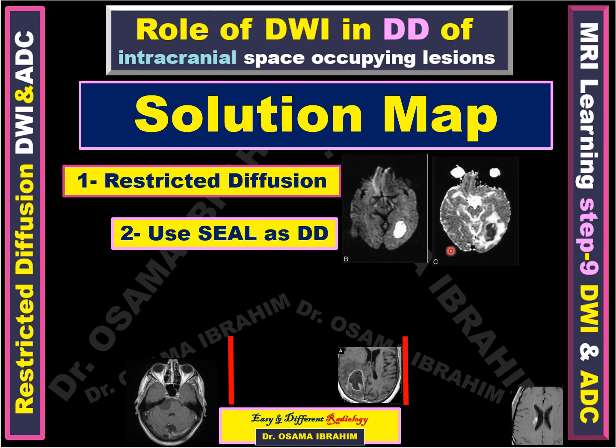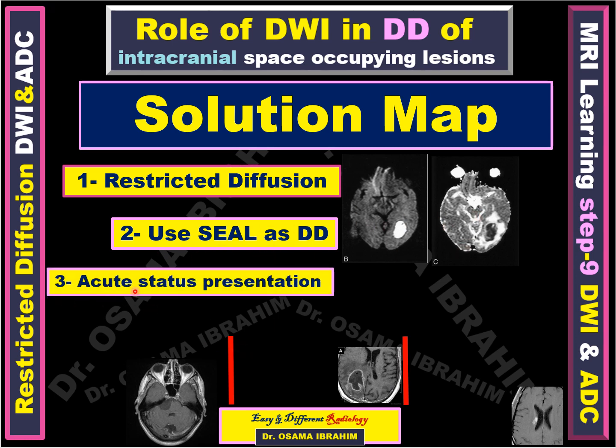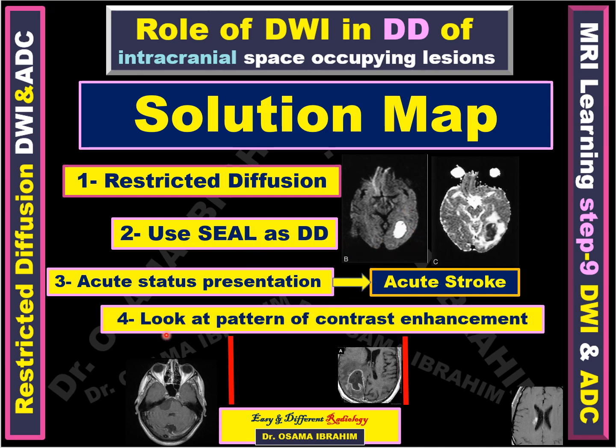How can we discriminate these causes from each other? Next, the acute status of the patient represents acute stroke. So acute status is very important. The clinical presentation of the patient is very important to exclude acute stroke from the four causes of restricted diffusion as an intracranial space occupying lesion. Then look at the pattern of contrast enhancement, which can help us in the differential diagnosis.